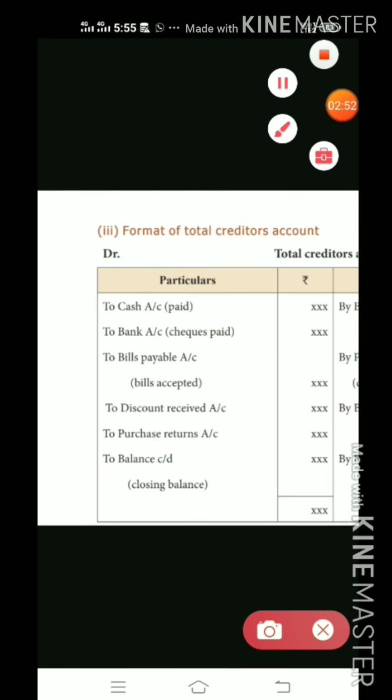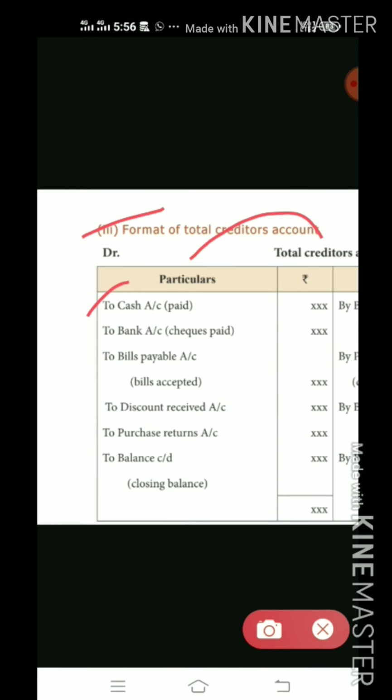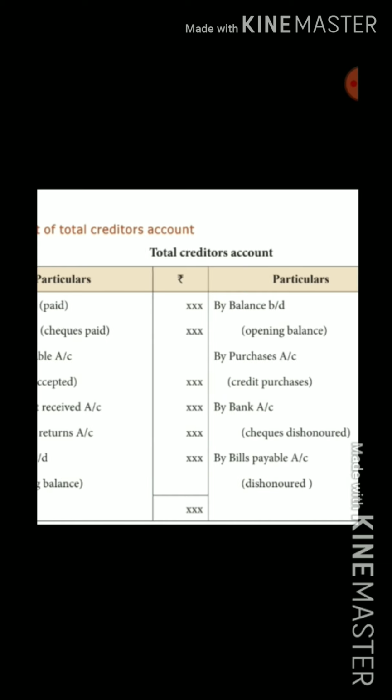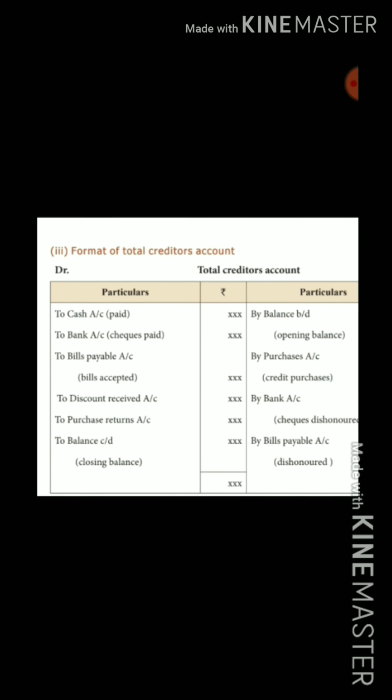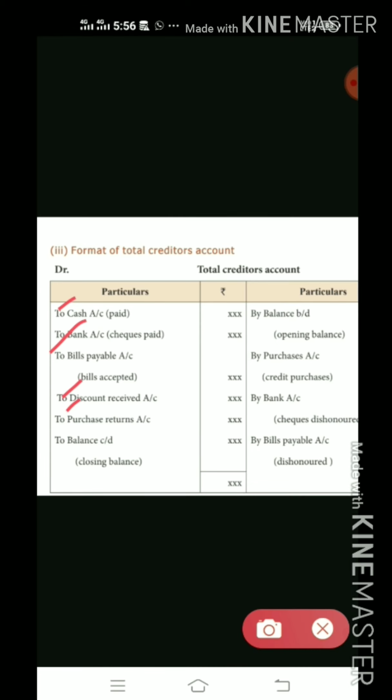The next one, the format of the total creditors account. Total creditors means finding out the credit purchase value. All the payment items will be entered into the debit side and all the received items will be entered into the credit side. The first one, debit side, to cash account, that is cash paid. To bank account, cheque paid. To bills payable, this is bills accepted. To discount allowed, to purchase return, to balance carried down, which means the closing balance.